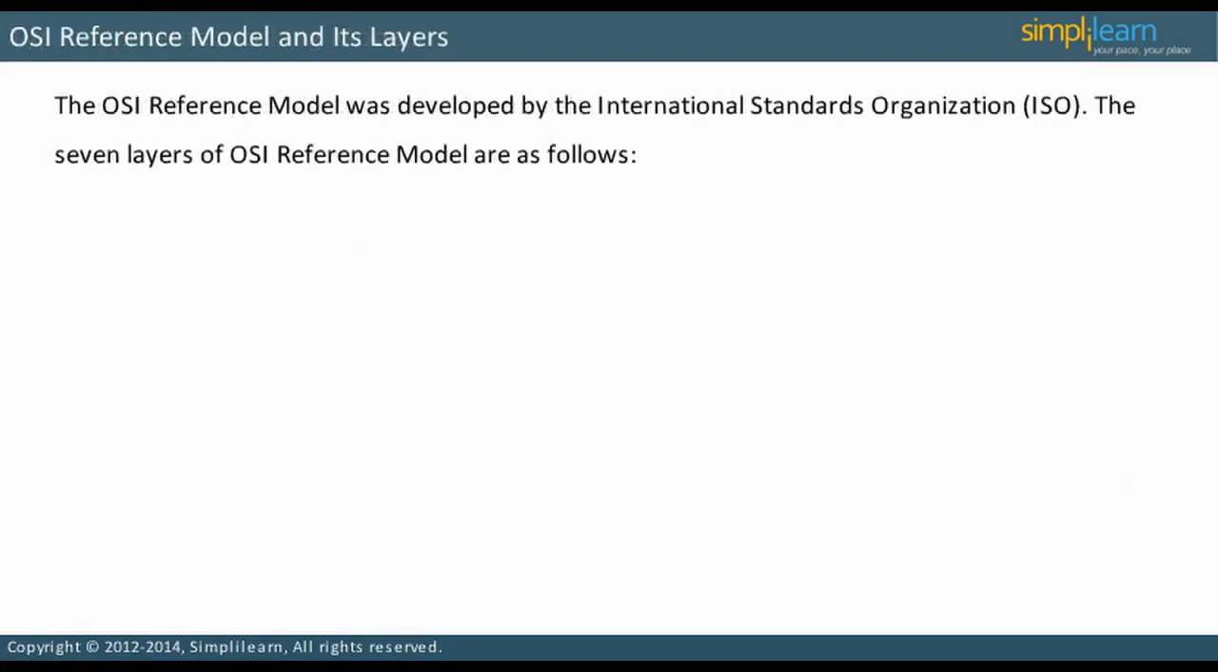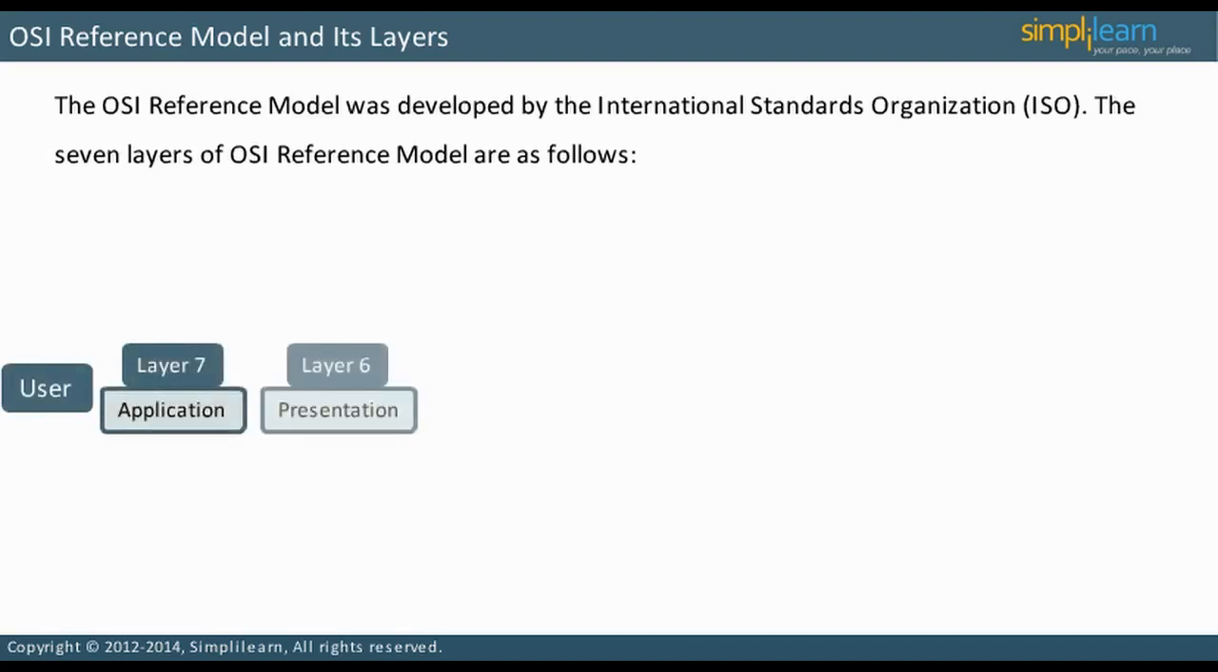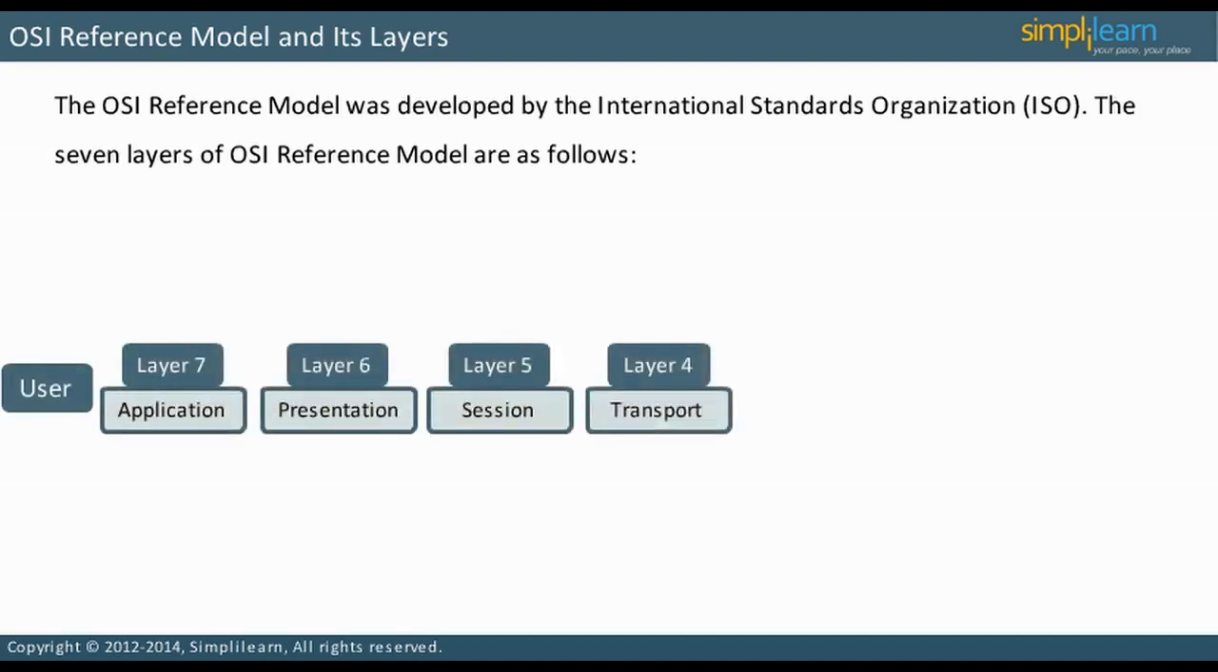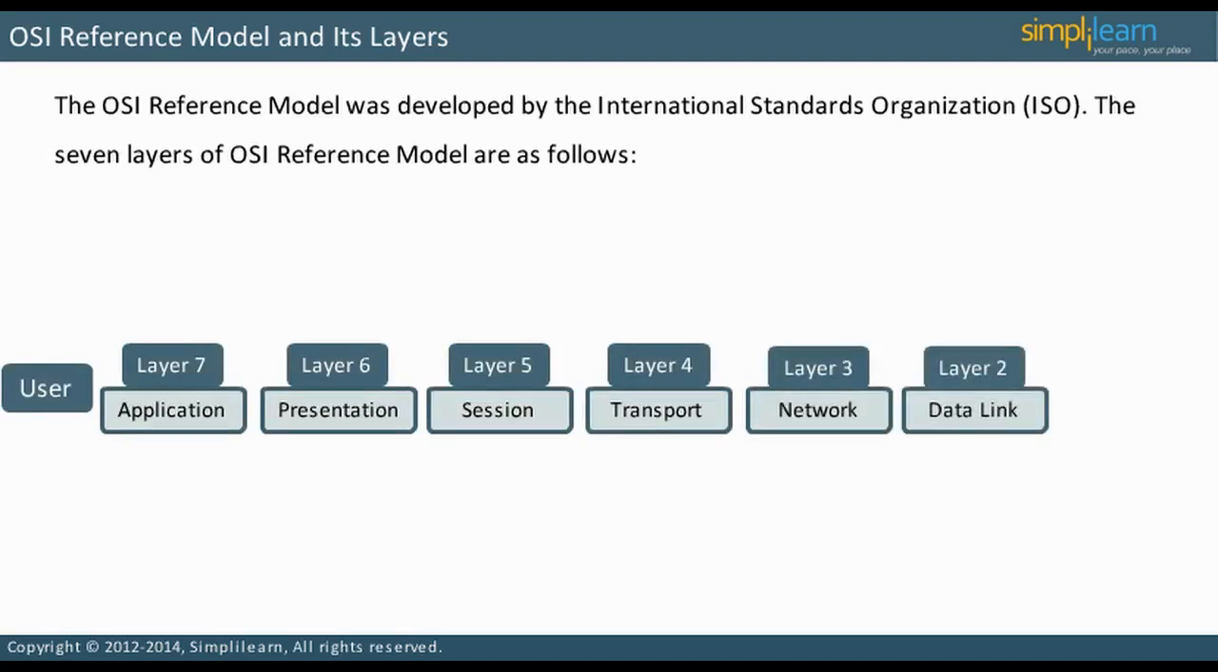The OSI reference model was developed by the International Standards Organization, ISO. This is the most widely used model today. This model has 7 layers: application, presentation, session, transport, network, data link, and physical. Each layer has a number. The layer nearest to the user, the application layer, is given the number 7. The physical layer is the farthest, layer number 1.